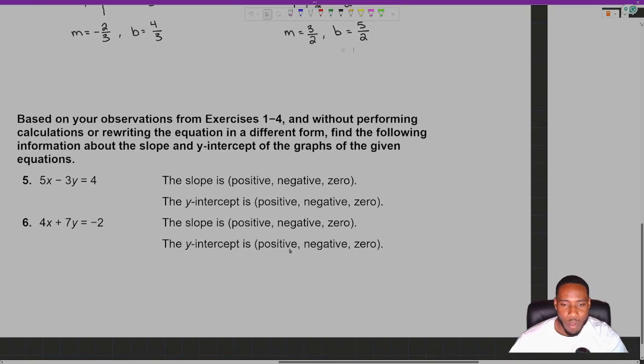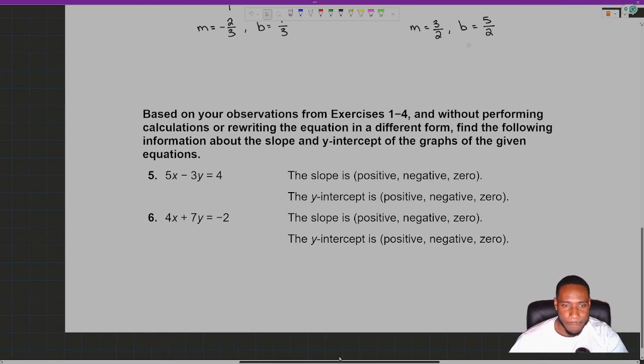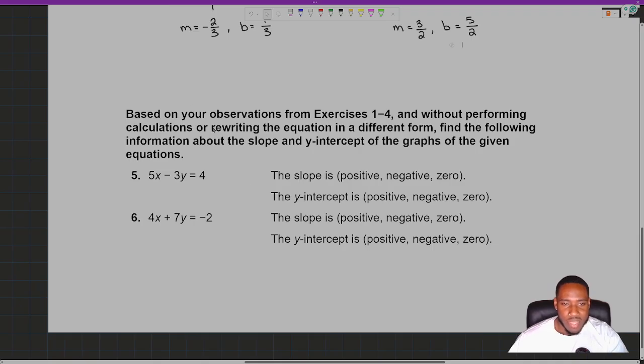So we're going to move on in the worksheet. We're looking at the bottom now. It says, based on your observations from exercises 1 through 4, and without performing calculations or rewriting the equation in a different form, find the following information about the slope and y-intercept of the graphs of the given equations. So they give us these equations in their standard form, ax plus by equals c, and they ask us about whether the slope and the y-intercept are positive, negative, or 0.